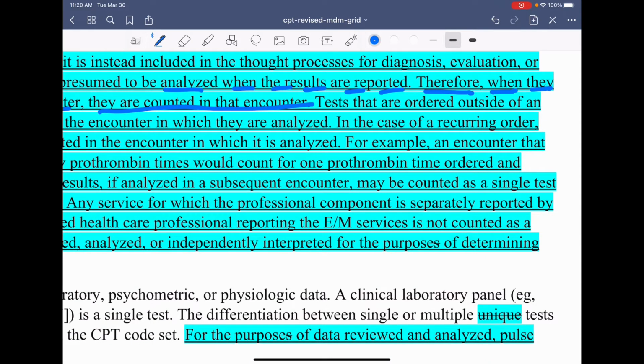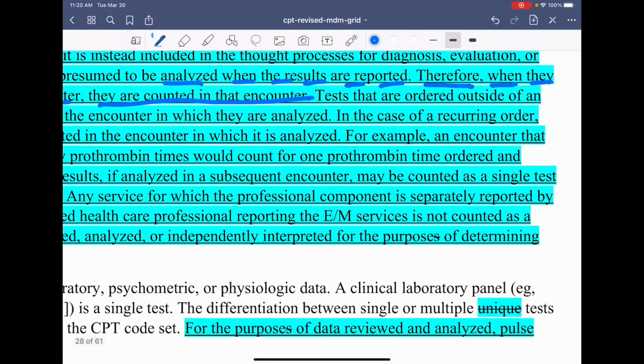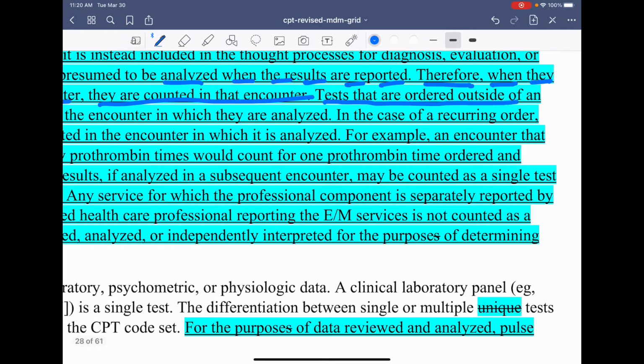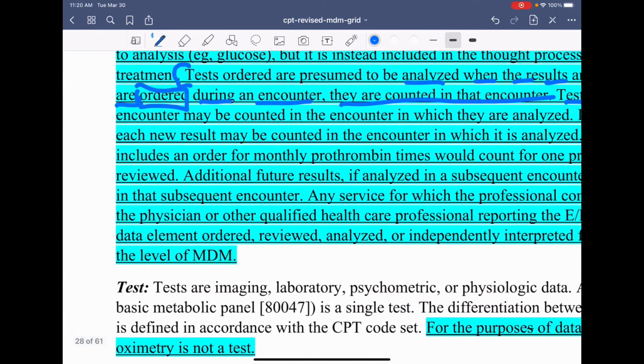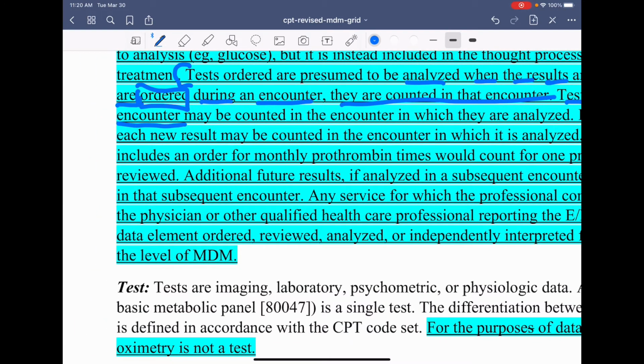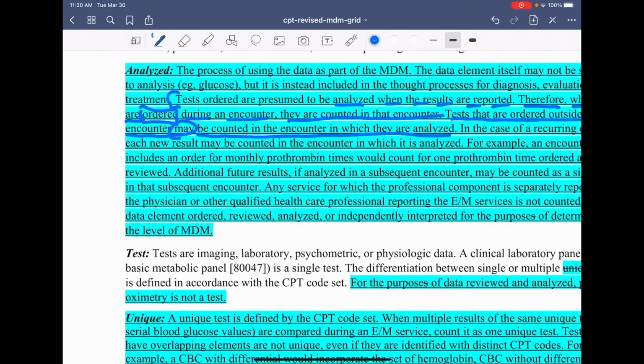For providers that order a test prior to the patient's encounter, that happens all the time. It says tests that are ordered outside of an encounter. So when they're ordered and the patient isn't in the office, they may be counted in the encounter in which they are analyzed. So let's talk about that.